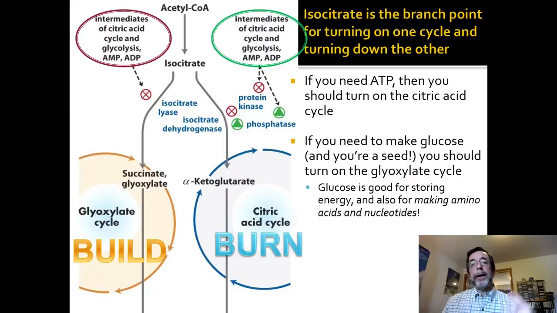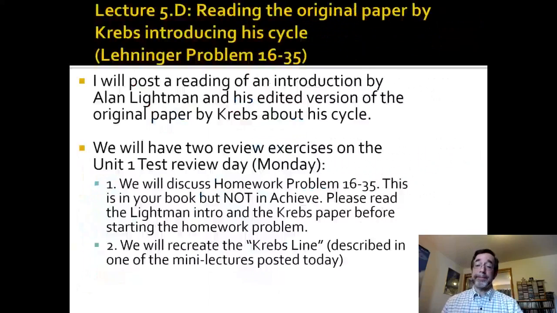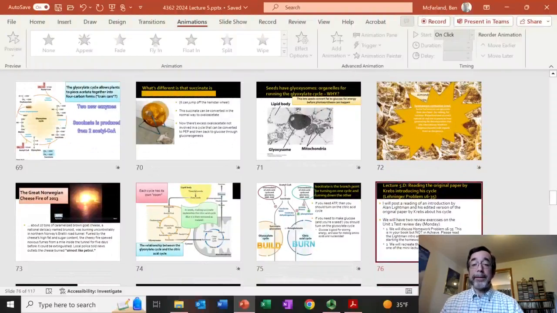If you don't have a lot of those intermediates, you actually want to use it for building succinate so that then you can make more. This is only true for seeds. And that is Lecture 5C.